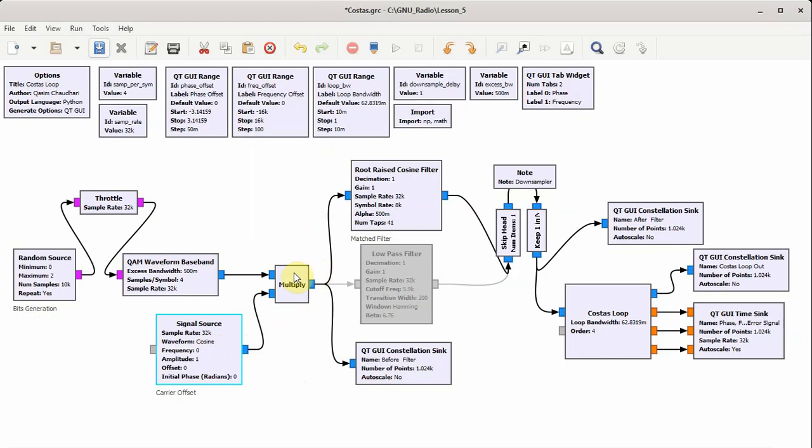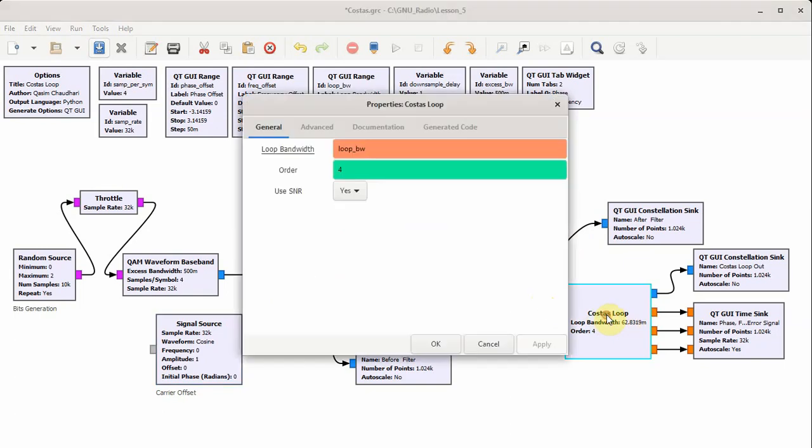Initially, we will keep the frequency error to 0 to see the convergence for the phase error, and then we will switch to the frequency offset as well. After the match filter, we downsample by samples per symbol, which means we discard samples per symbol minus 1, which is 4 minus 1 equals 3 values, 3 samples in every 4 samples, and pass the sample corresponding to the symbol estimate to the Costas loop block.